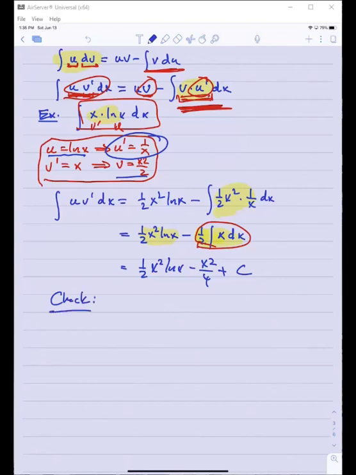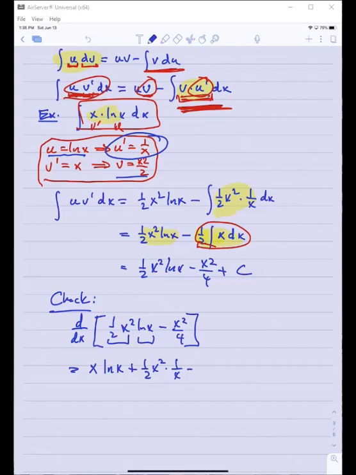Let's check that. If that's correct, then when I take the derivative of this function, 1/2 x squared ln x minus x squared over 4, I should get x ln x if this really is an antiderivative. So of course, what's the derivative? If this is a product, the derivative of 1/2 x squared is x, times ln x, plus 1/2 x squared times the derivative of ln x, which is 1 over x, minus the derivative of x squared over 4, which is x over 2. Notice that this part is precisely x over 2, which means our derivative ends up being x ln x. So it definitely worked for us.